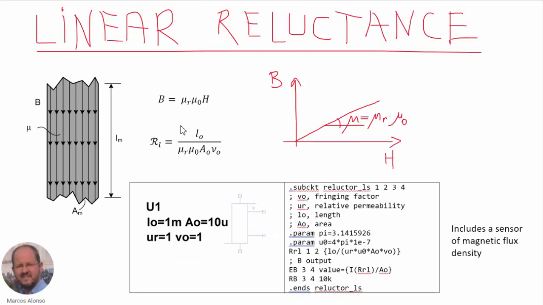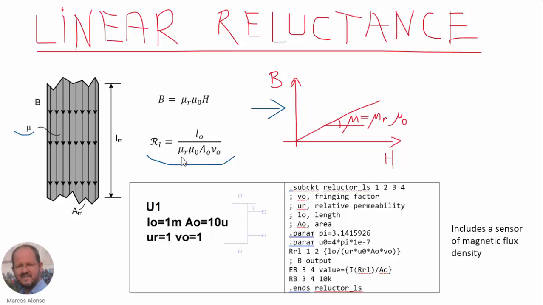The next element is a linear reluctance, which is very similar to the air gap. A linear reluctance is that in which the permeability of the material is constant. So we have a BH curve like this one. We don't have saturation, and the material is characterized by the total permeability, which is the relative permeability times the permeability of the free space. So in this case, again, we have constant reluctance, which is given by this expression here.